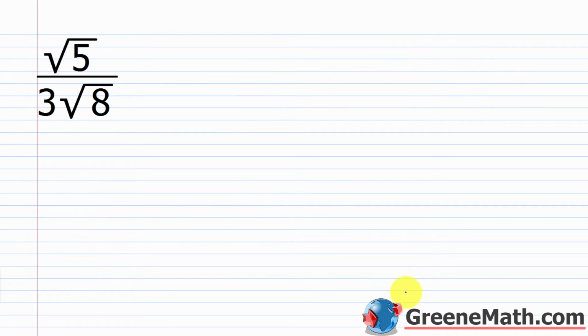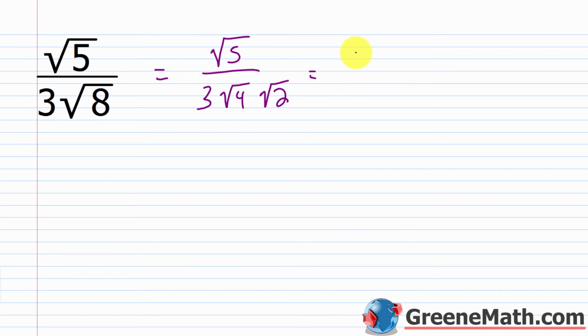All right, let's take a look at square root of 5 over 3 times the square root of 8. Again, we want to simplify before we begin. So I know square root of 5, I can't do anything with that. 3 times the square root of 8. I know the square root of 8 at this point is the square root of 4 times square root of 2. Then I know this is 2 right here.